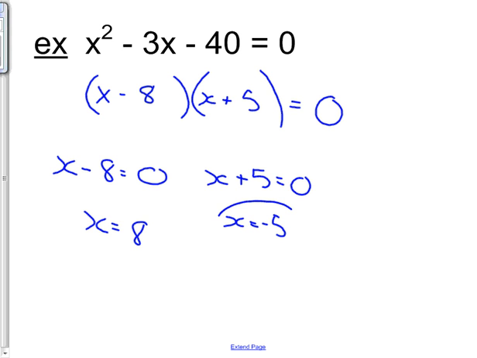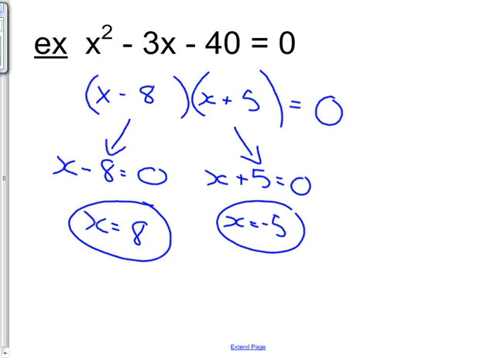Right, kind of. But yeah, that's our solution. That's using the zero product property. Now we can say this and this. Any questions with that?